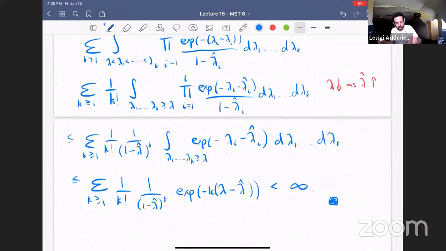There's a question in the chat: isn't this the power series for the exponential? I don't think so because of this lambda hat. This difference is changing in a nonlinear way as you vary the integrand, so I don't think it's just the power series for the exponential.